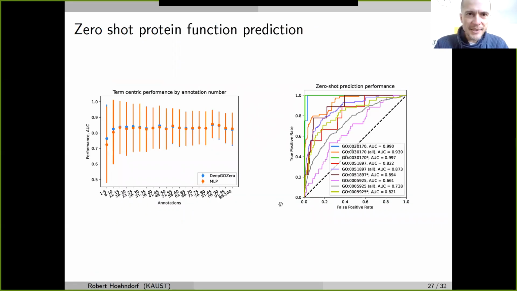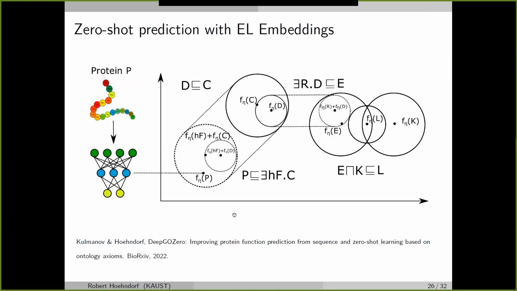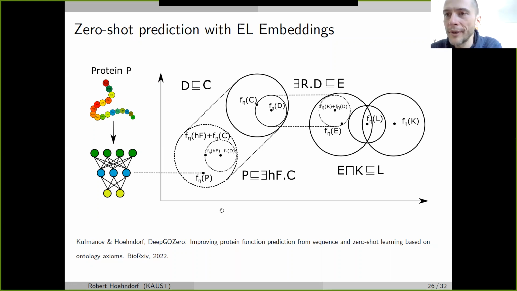And we tested this. Robert, there's a network there, right? So you embed with a network. Do you train this network, pre-train this network? So it's a joint optimization. It has two components. We jointly train the embedding model for protein P and for EL embeddings. So we have the axioms as an input. It goes through the standard loss functions for EL embeddings.